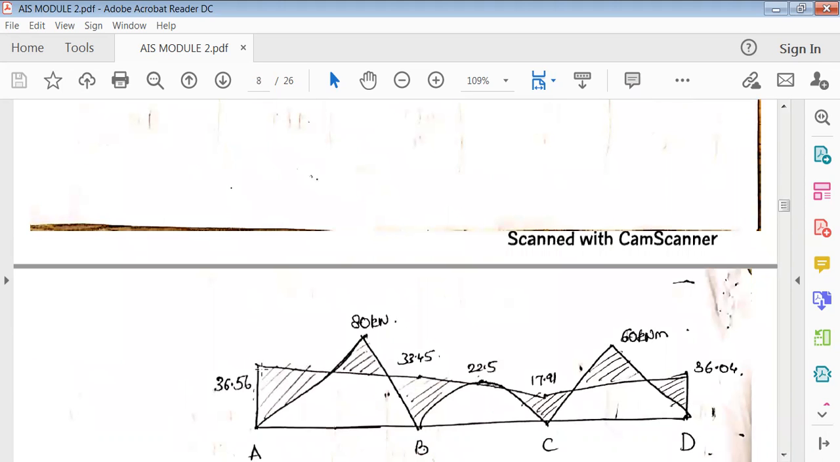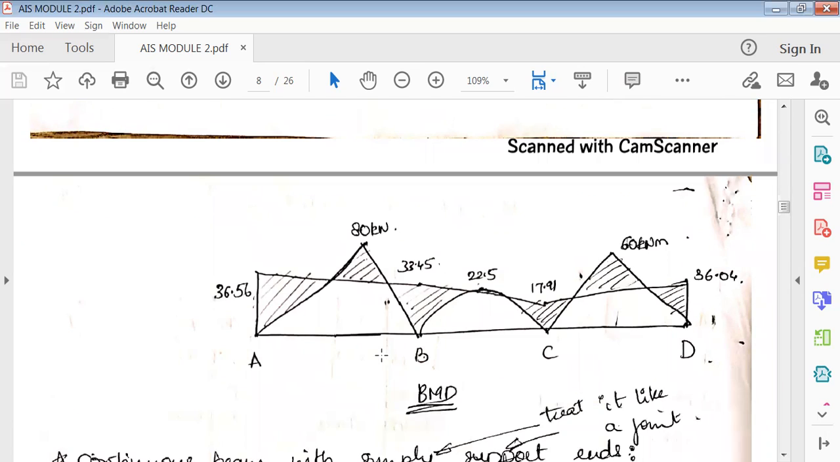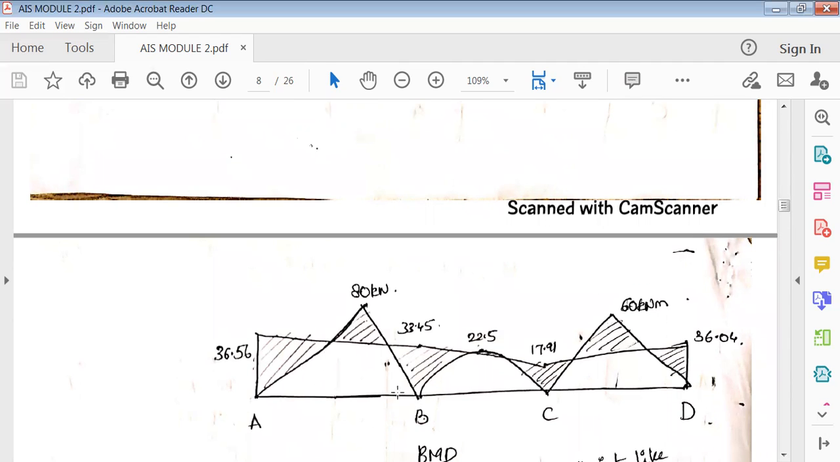Then as usual, mark this like this, to some suitable scale. All these moments are inside moments. You can see here at these supports, all these are negative moments, and whatever lies outside becomes positive moments. Now this is the bending moment diagram. So with this, we'll finish this problem. That's all for today. Thank you.